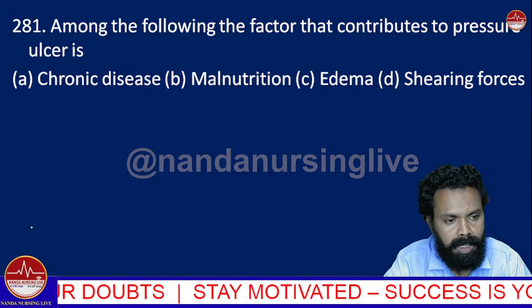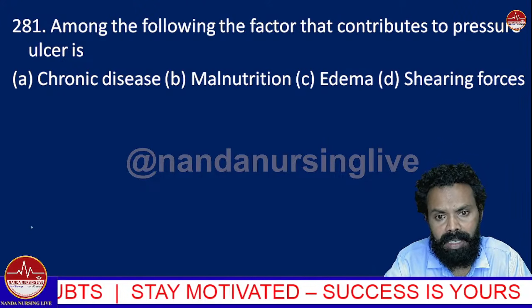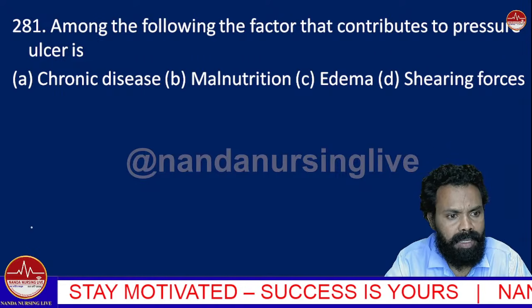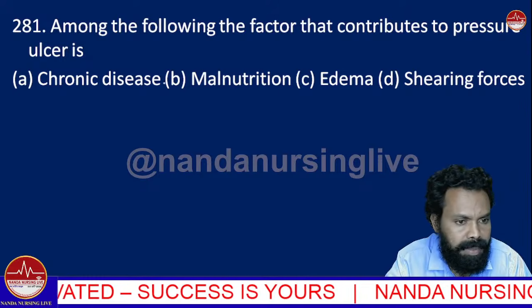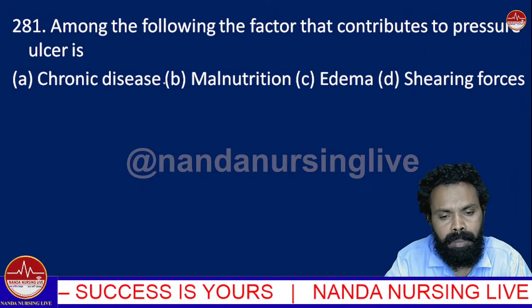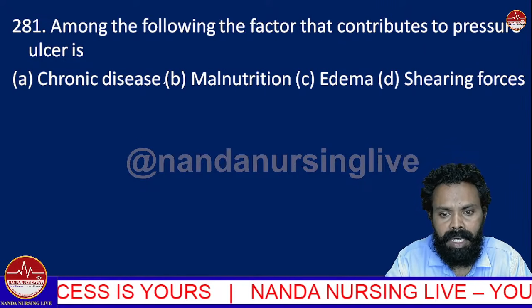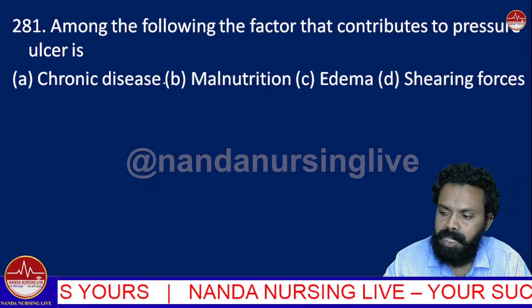Next question, question number 281. Among the following, the factor that contributes to pressure ulcer is. Option A is chronic disease. Option B is malnutrition. Option C is edema. And option D is shearing forces. So which option is the correct answer?